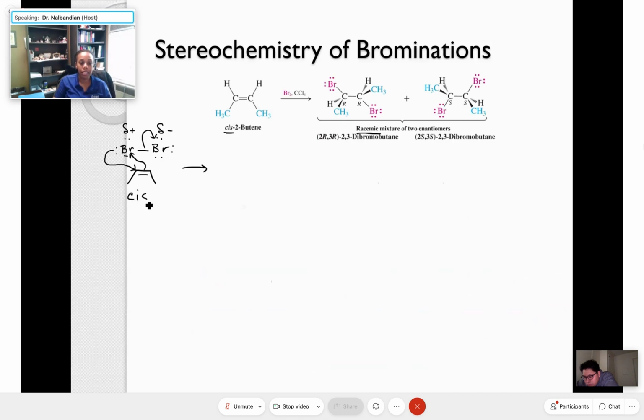Remember, this is cis, so I still need to maintain that stereochemistry in my product. And so as I draw this, I can either draw both of them as a wedge or both of them as a dash. I'm going to draw both of them as a wedge. And I'm going to have bromine in a 3-membered ring, 2 lone pairs. Remember, always show all of your lone pairs.